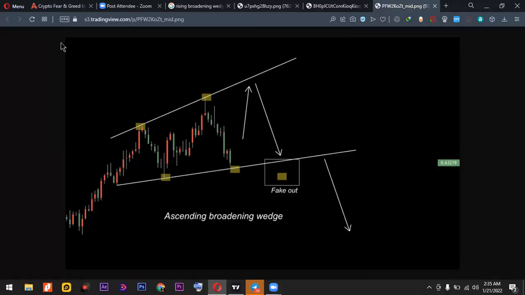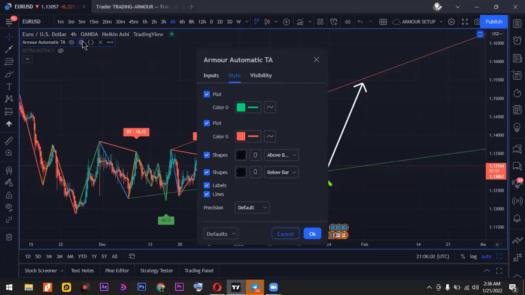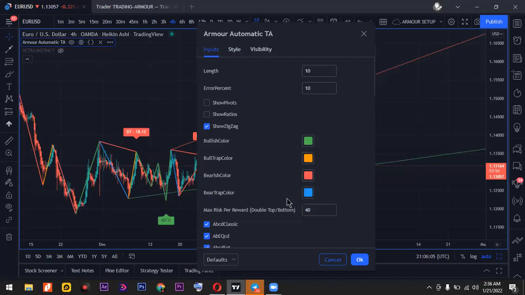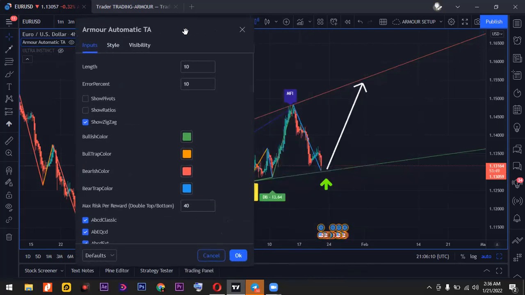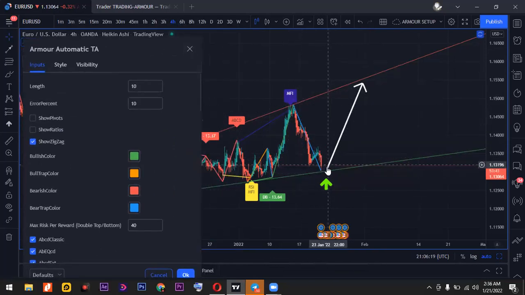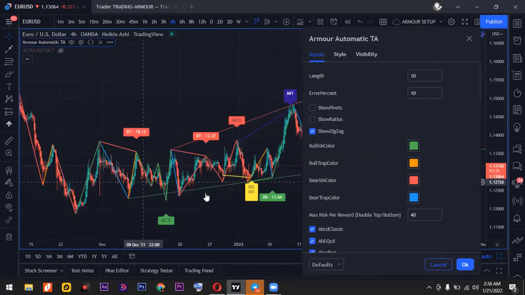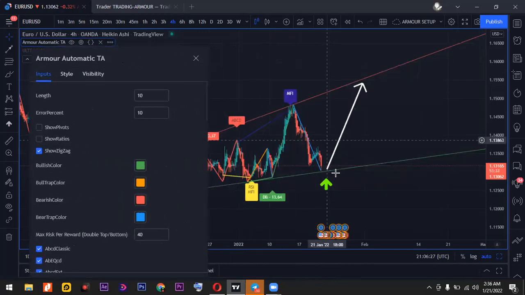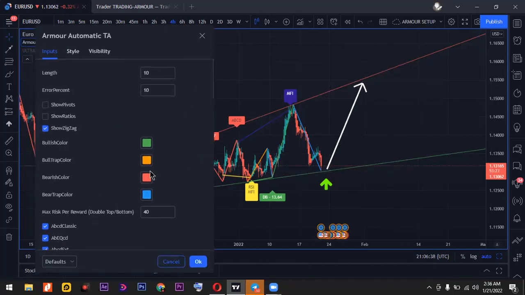If you go to the settings here and go to input, you will see the bear trap color is blue. So when you see the blue color, that means it should bounce up. This dump, according to the 4 hour, is a fake dump. It is still going down, but it will hold this support, the green support you see. After that, it will bounce from the bottom. It already touched. It's about to bounce soon, in just a few hours.